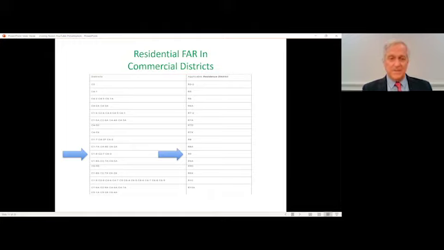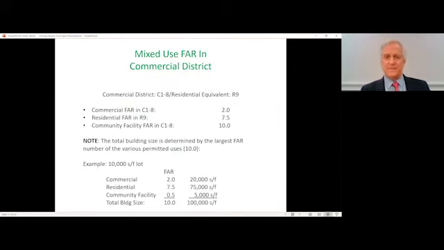So we know now in a C18, the commercial FAR is 2.0 per the chart before. And we go to this chart, we see the C18, we go over to the right side, we see it's an R9 assigned district. And as we know from before, an R9 allows 7.5 FAR. So now you know the commercial FAR, you now know the residential FAR. Now, how does this all come together? Let's be clear in this next example here.